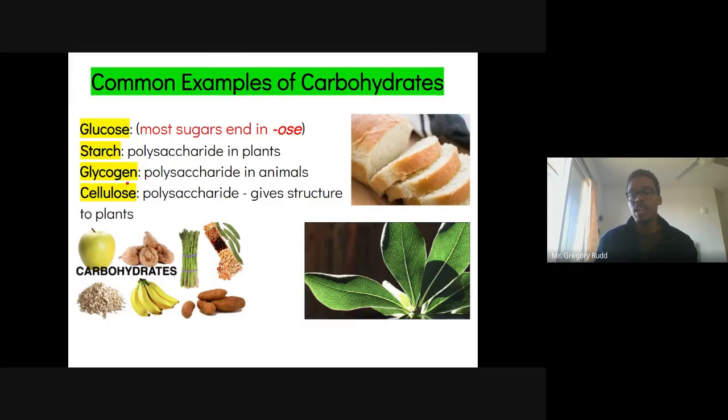Some of you may be or may know someone who is lactose intolerant. Lactose is a sugar that is in milk, in dairy milk. There's also sucrose, there's fructose. Okay, so when we see that OSE ending, automatically we know sugar, and that means that it must be a carbohydrate.